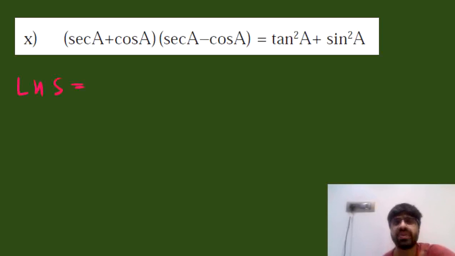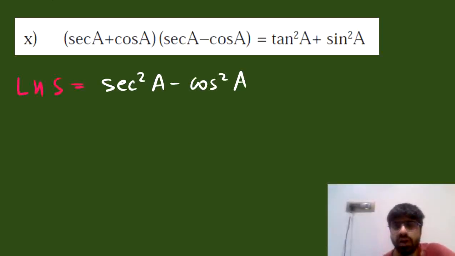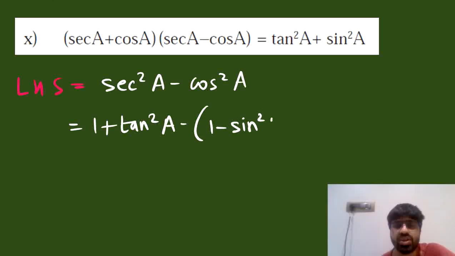Okay, so we begin with our left hand side even in the 10th question. Sec a plus cos a into sec a minus cos a. So we know that this will be sec square a minus cos square a. Now that we need to convert it into tan square and sin square, we know a result which very clearly tells us that sec square a is 1 plus tan square a, minus cos square a, which is basically 1 minus sin square a.